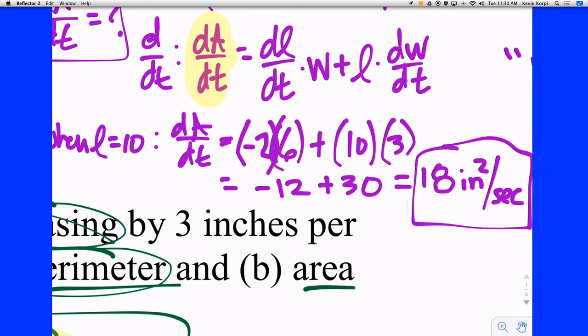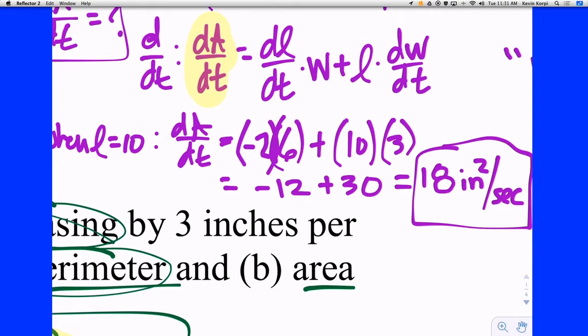And the sentence would be, let's see, who wants to take it? When the length is 10 inches, comma, per second. Good. The area is increasing by 18 square inches per second. Is this also good in the very next instant, like the rate of change of the perimeter? No, because the rate of change of the area depends on what W and L currently are.